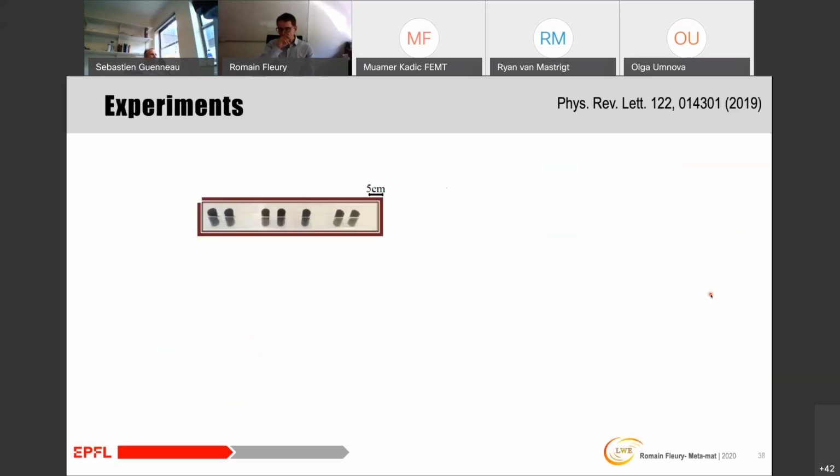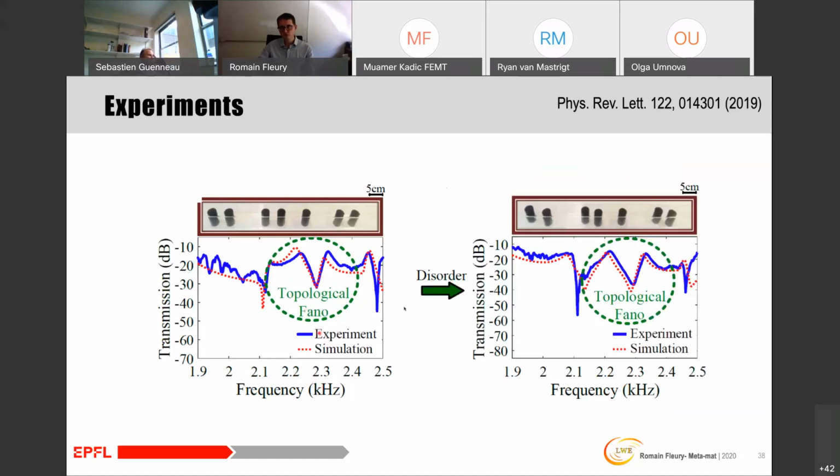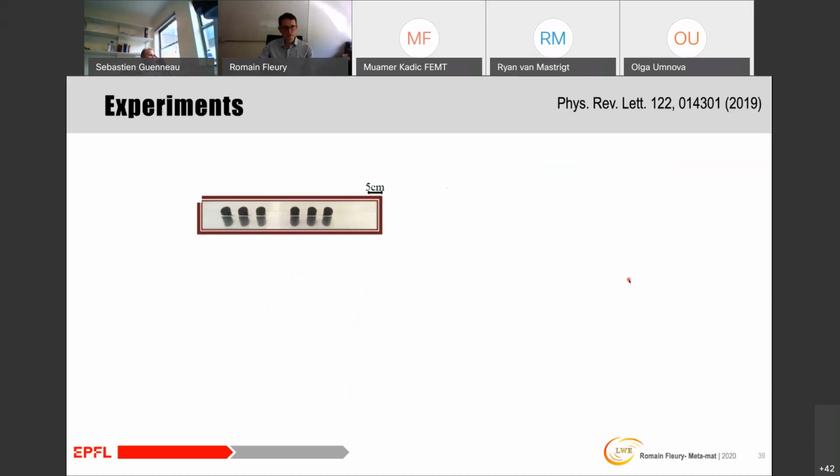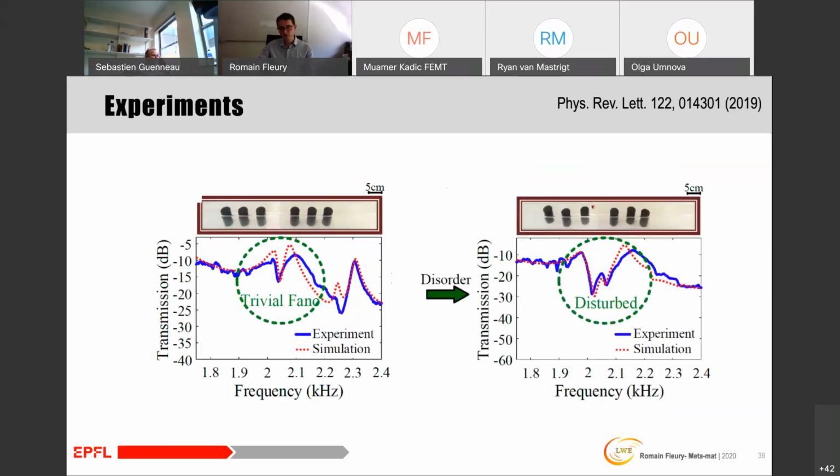We have done experiments to validate this. Of course, in experiments you have losses, so this is much less sharp, especially in acoustics at that type of frequency. But we do see a topological Fano that fits with simulation. And when we put some disorder, so we move those guys around, still there. If you do the reference case with a Bragg defect, we can create a trivial Fano, but when we put the same amount of disorder as before, we have a new zero in the picture, so this is completely a different line shape.